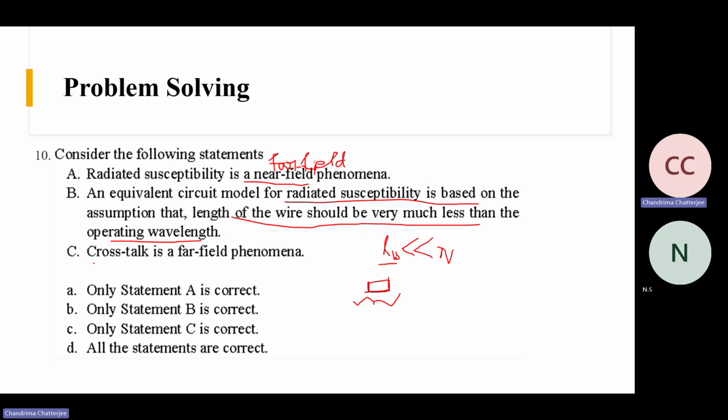And option C, crosstalk is a far field phenomena. This is also wrong. Crosstalk is a near field phenomena. Okay. The capacitive and inductive effects, all these effects cause crosstalk. So this is a near field phenomena. Only option B is correct. Okay.